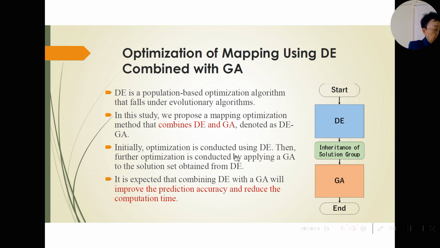In this approach, the initial optimization using DE is performed to enhance the fitness of the initial individuals for the real-coded GA. It is expected that combining DE with GA will improve the prediction accuracy and reduce the computation time.